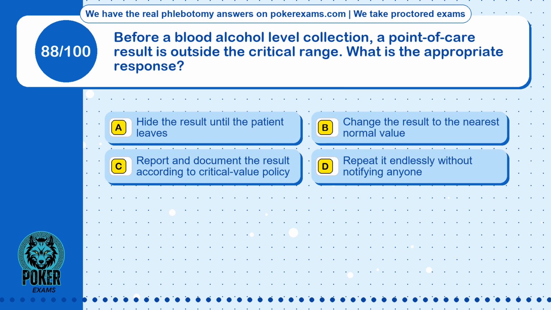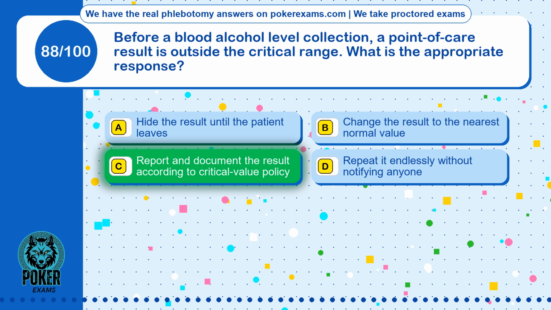Question 88. Before a blood alcohol level collection, a point-of-care result is outside the critical range. What is the appropriate response? Option A. Hide the result until the patient leaves. Option B. Change the result to the nearest normal value. Option C. Report and document the result according to critical value policy. Option D. Repeat it endlessly without notifying anyone.